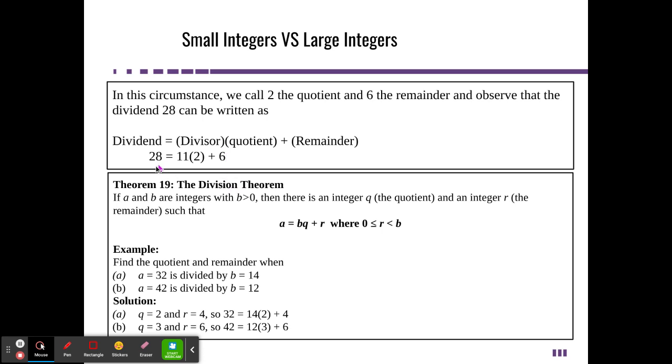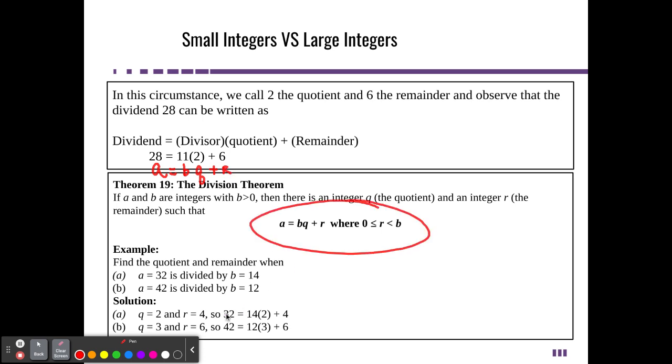We can call this our A value. This is our B value. This is our quotient, and that is going to be our remainder. We can relate that to our generic formula down here at the bottom. Now find the quotient and remainder for the following.